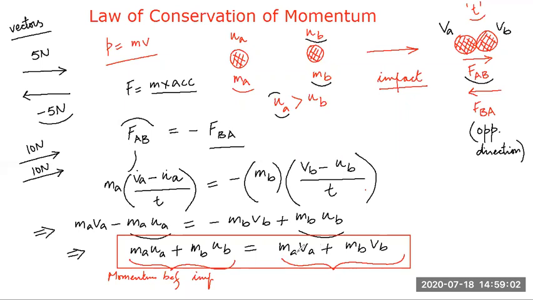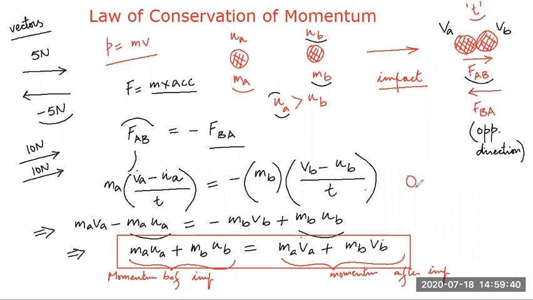MAVA is the momentum of the body after impact, because VA is the final velocity. VB is the final velocity of the second body. This is the momentum after impact. This law says that the total momentum of a number of bodies which are having impact, the total momentum before the impact of all the bodies of the system, is equal to the total momentum after the impact. It can be like this also, students.